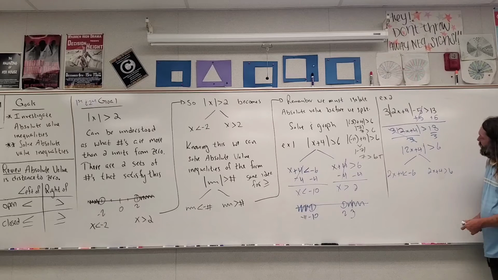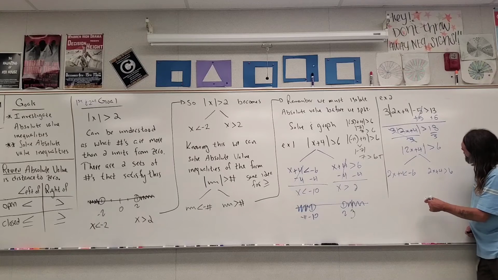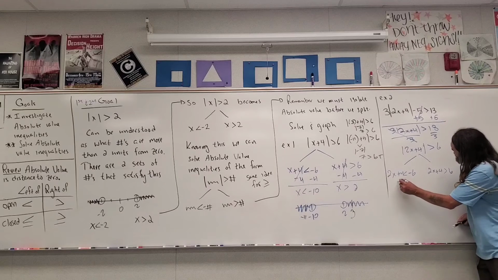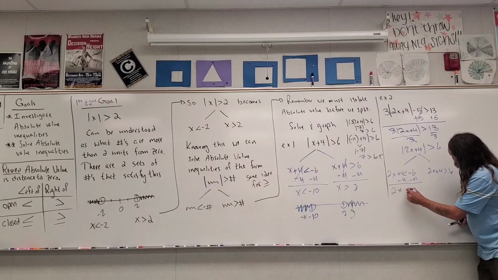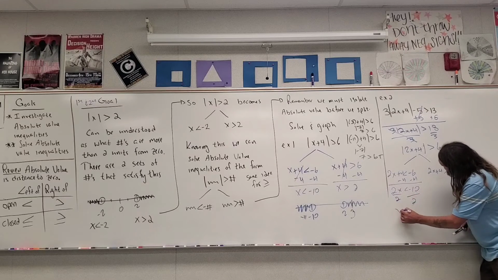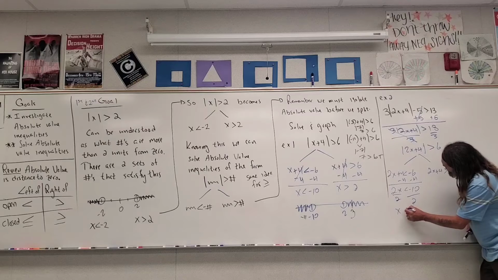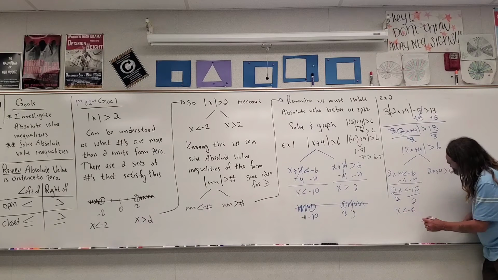Okay, so let's see here. To solve this one, I'm going to subtract 4 from both sides. And I'm left with 2x is left of negative 10. I owe you 6, I owe you 4, I owe you 10. Let's divide away the 2. That means that the shading of the solution is going to be left of negative 5.